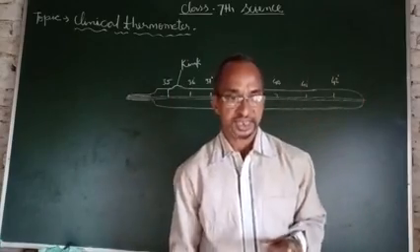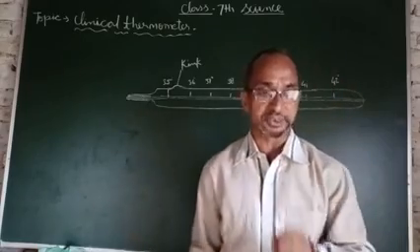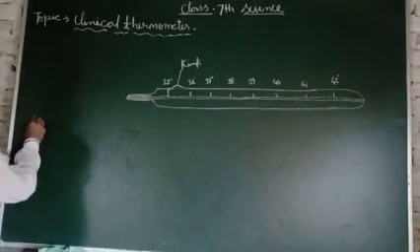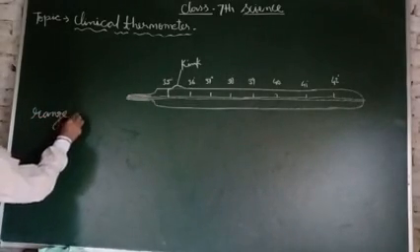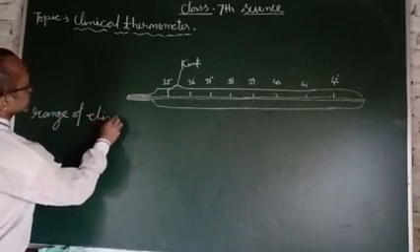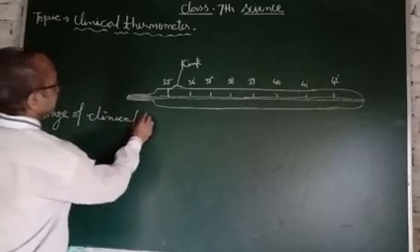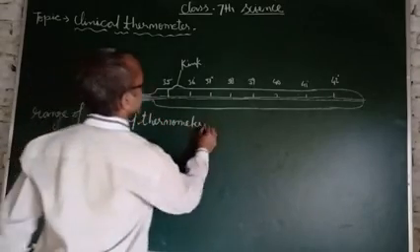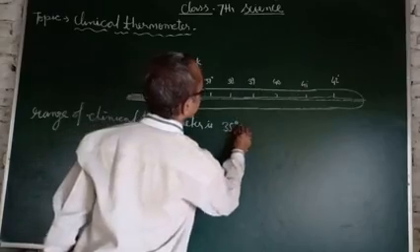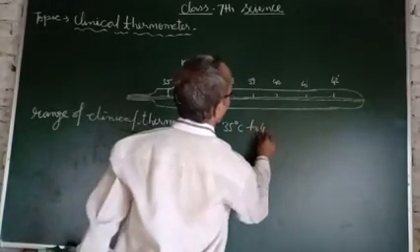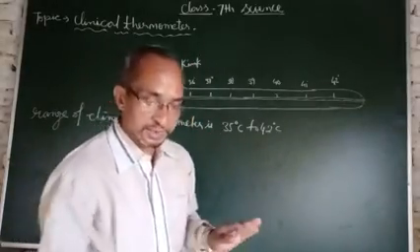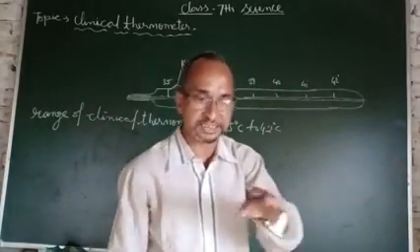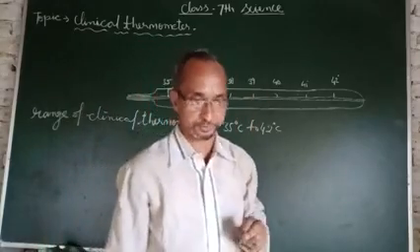So there are two properties of the clinical thermometer. First, the range of a clinical thermometer is 35 degrees Celsius to 42 degrees Celsius. This means we cannot measure a temperature less than 35 degrees Celsius or more than 42 degrees Celsius with this type of thermometer.